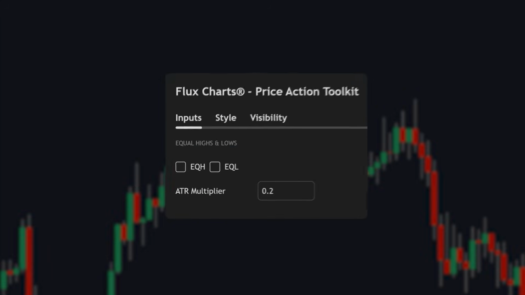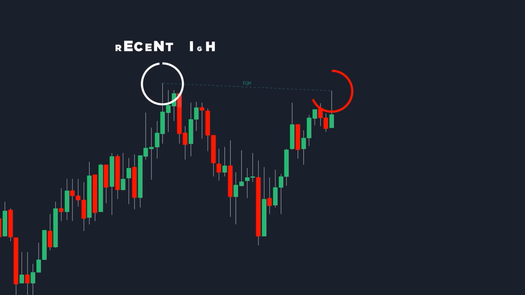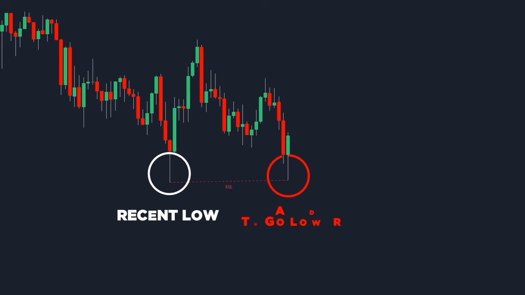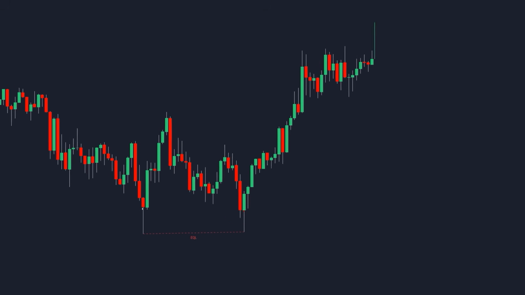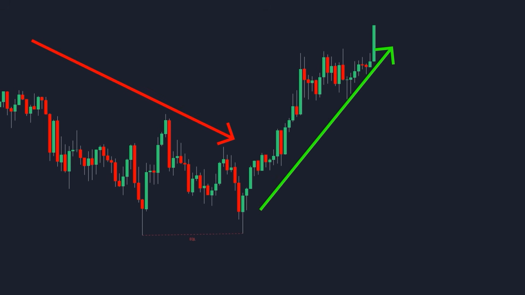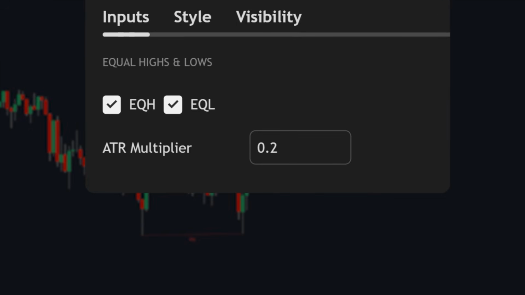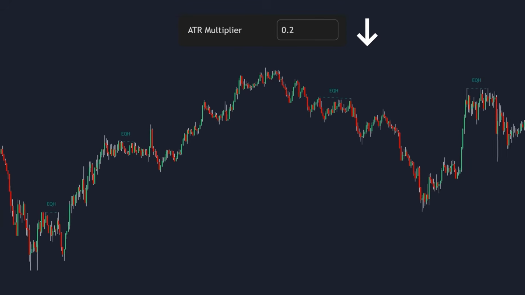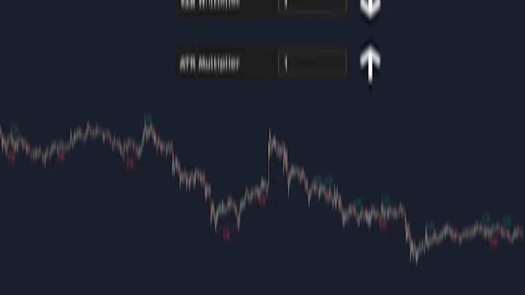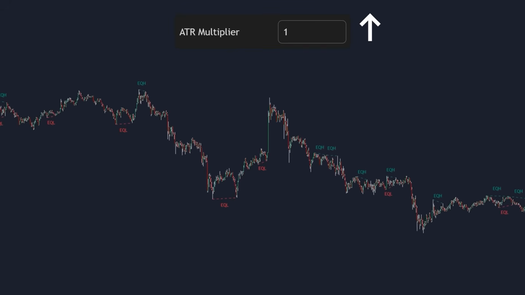The toolkit also marks equal highs and equal lows. An equal high forms when price revisits a recent high and fails to go higher, and an equal low forms when price revisits a recent low and fails to go lower. You can use these as early signs of a reversal. Adjusting the ATR multiplier in the settings lets you fine-tune how frequently these appear. Use lower values for precise equal highs and lows, and higher values to spot more frequent but less exact levels.